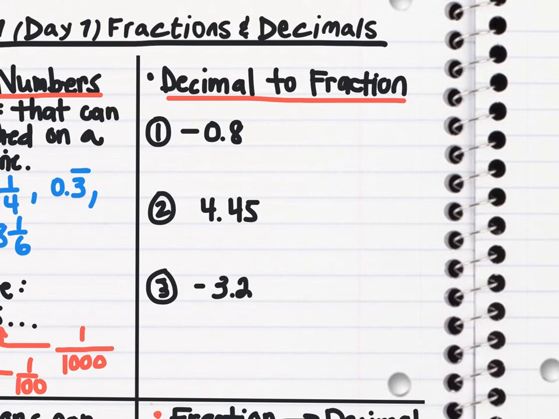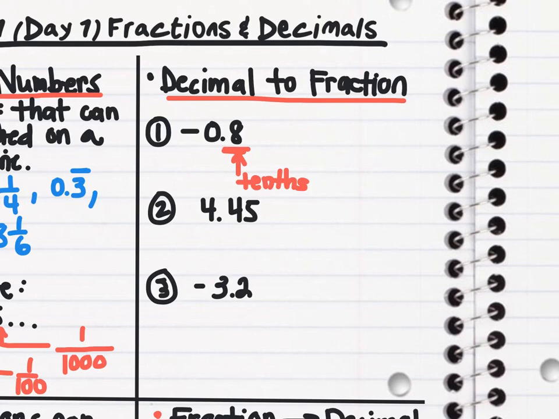Okay, so what we're going to do here is we're going to change these decimals to a fraction. So for the first problem, we have -0.8. So what I tell kids to do is look at the place value of the last digit in the decimal. So that's this place value. And this place value is the tenths place. So go ahead and write tenths underneath.